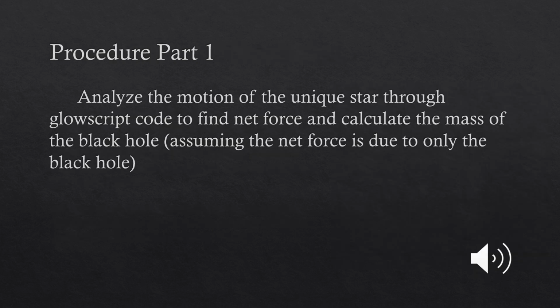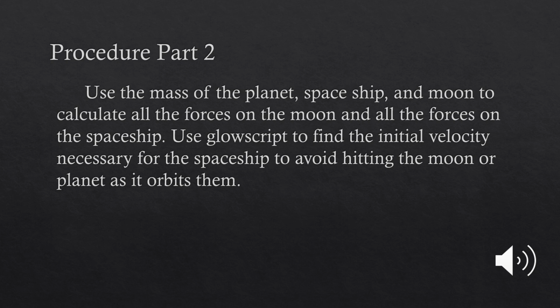So for part one of this experiment, we're going to analyze the motion of the unique star through GlowScript code to find net force and calculate the mass of the black hole. For part two of this experiment, we're going to use the mass of the planet, spaceship, and moon to calculate all the forces on the moon and all the forces on the spaceship. We're going to play around with GlowScript a little bit to find the initial velocity that's necessary for the spaceship to avoid hitting the moon or planet as it orbits them.